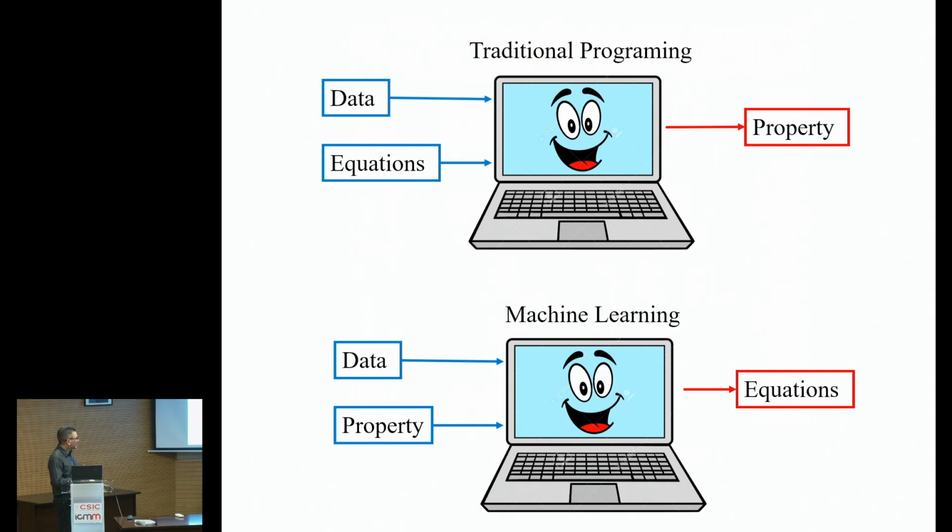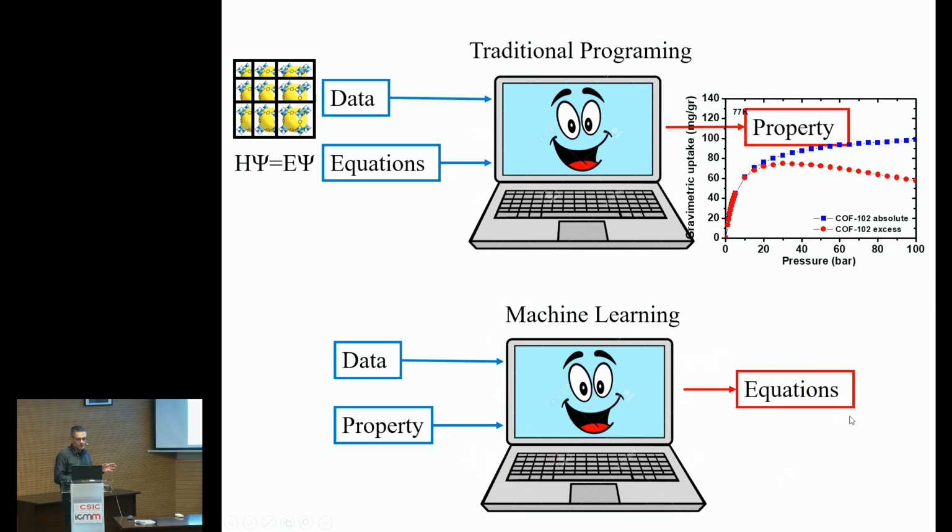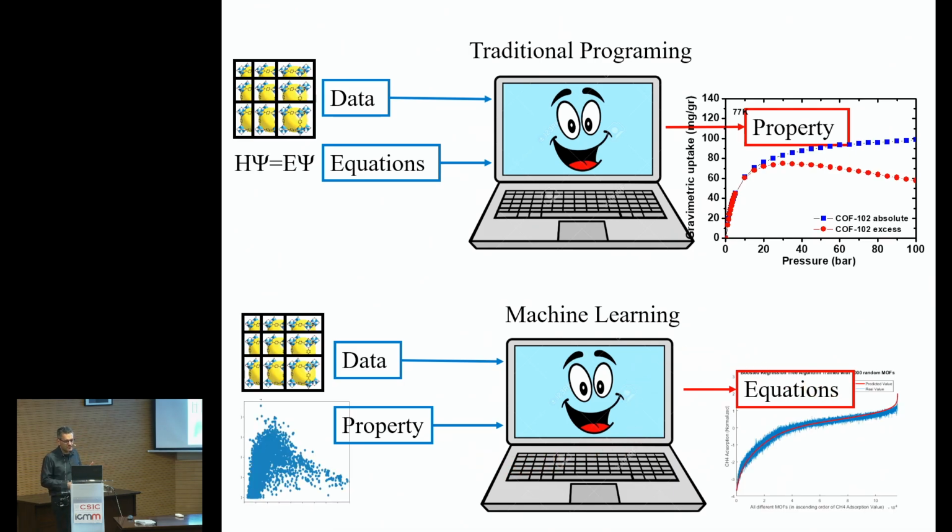The traditional programming that we have been using for many years uses data and equations in order for the computer to find a property. But machine learning is the other way around. You have data and a property, and the computer will find you the equations.